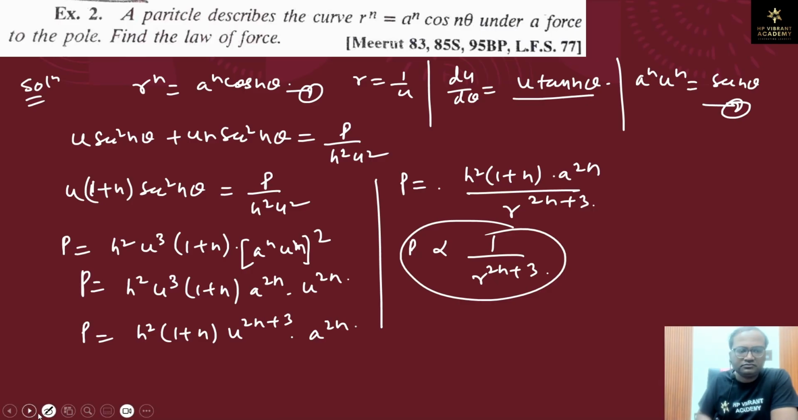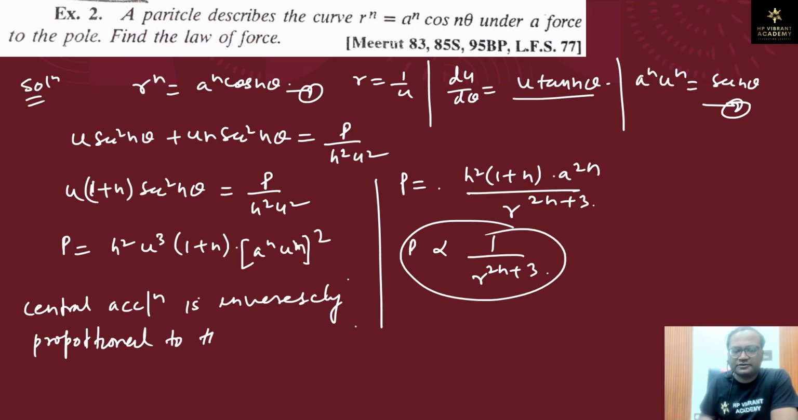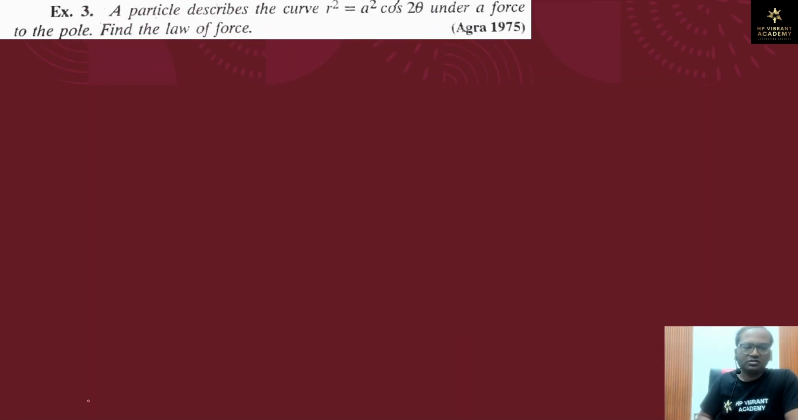Okay. So we have the central acceleration. Central acceleration is inversely proportional to the 2n plus 3th power of distance of point from pole. Okay, so this is our law of force.